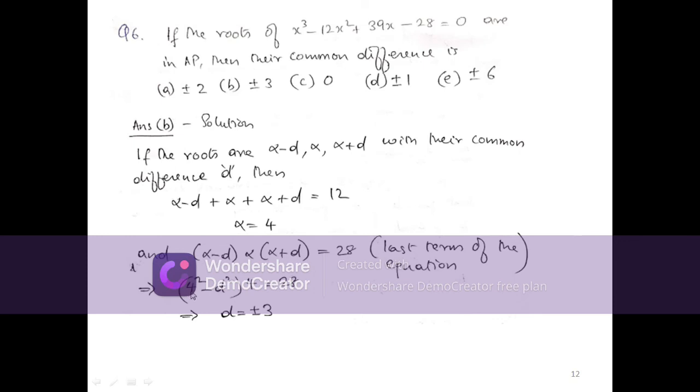4 square minus d square into 4 equal to 28. So 28 by 4 equal to 7, that is 4 square minus d square. So 4 square is 16 minus d square equal to 7. You take d square to the RHS and 7 to the LHS. So 16 minus 7, that is equal to 9. So d square equal to 9. D equal to, take the square root of 9, you have plus or minus 3. That is how you got this option. Option B is plus or minus 3.